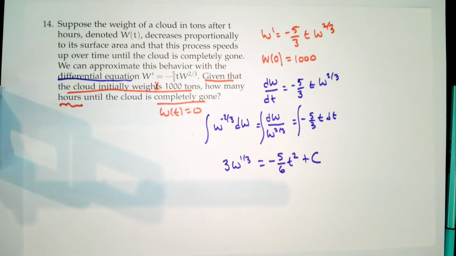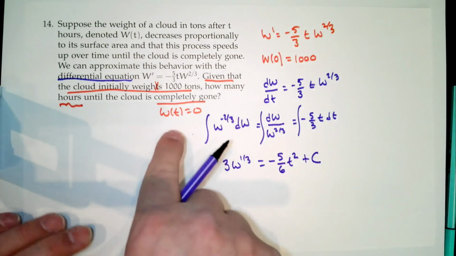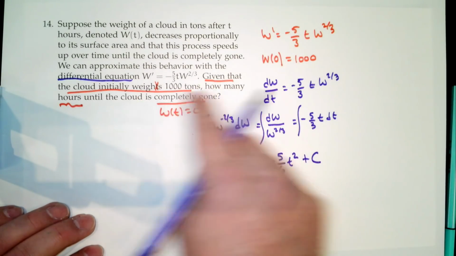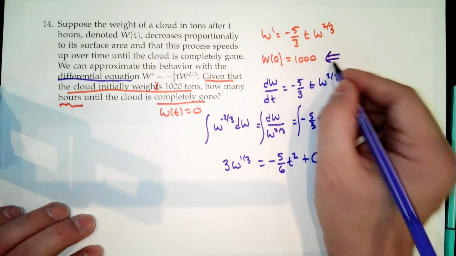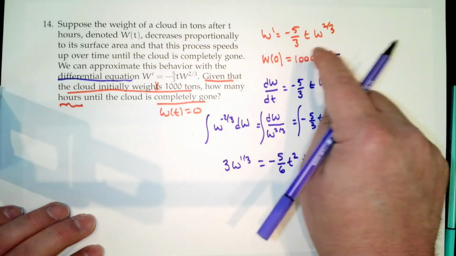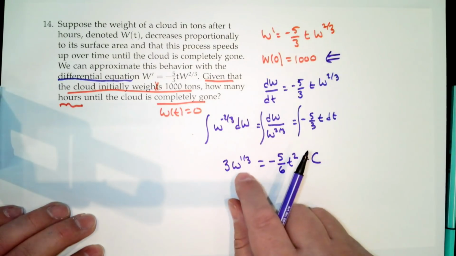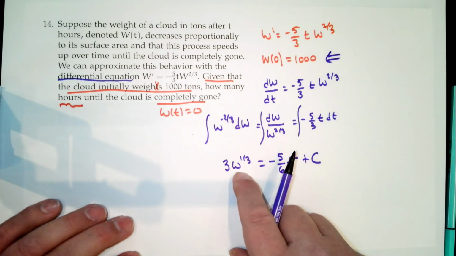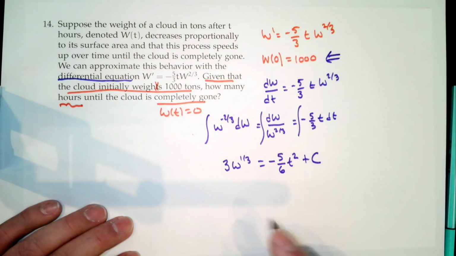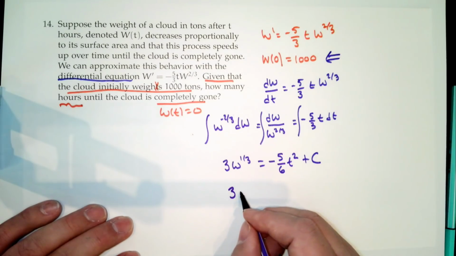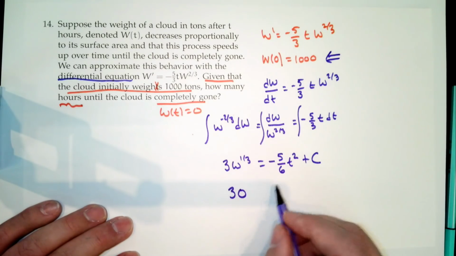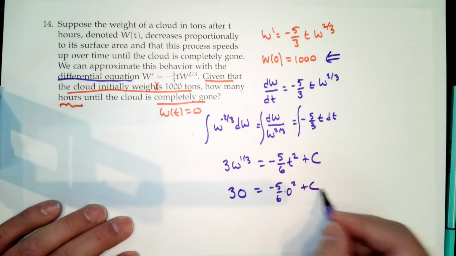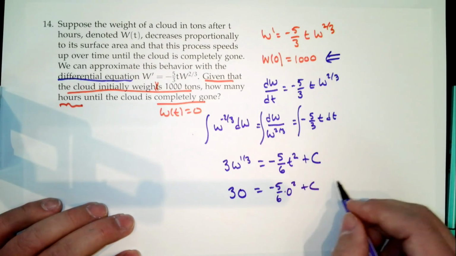All right, at this point, let's solve for c. Okay, so how do we solve for c? Well, we put in when t equals 0. Where am I at? Oh, I wrote it over here. There we go. Here's where we solve for c. When t equals 0, we should have 1,000 for w. What's the cubed root of 1,000? That's 10. It's almost like they deliberately chose a number we could work with, because they did. So 10 times 3 is 30. Negative 5/6 times 0 squared is 0 plus c. So what is c? c is 30.